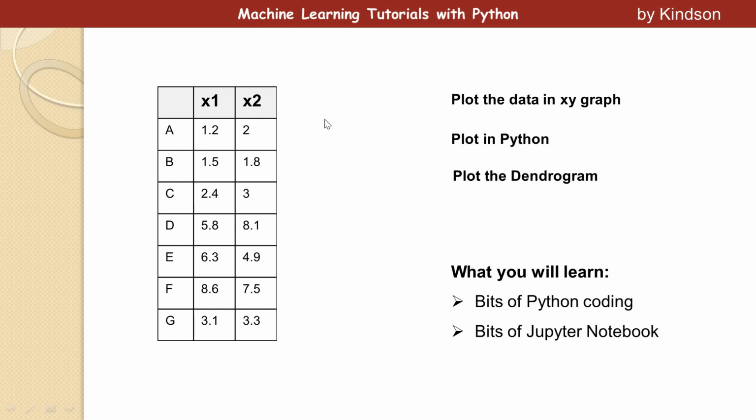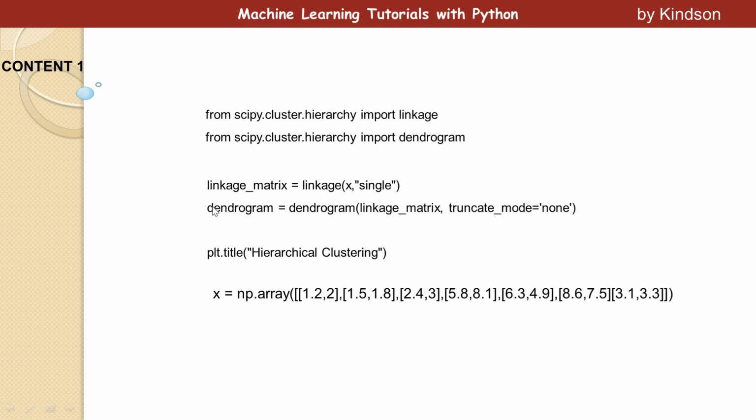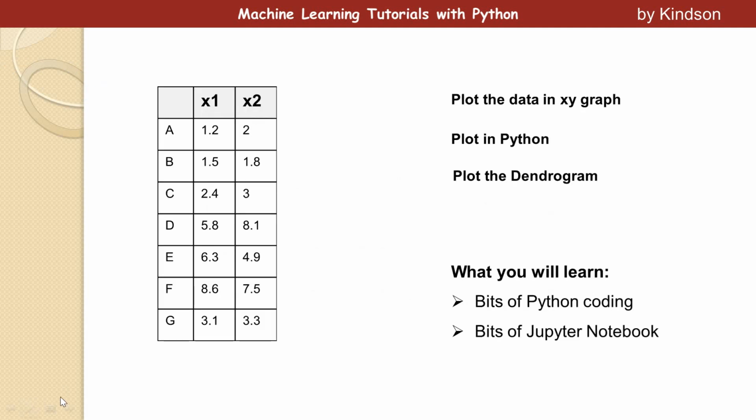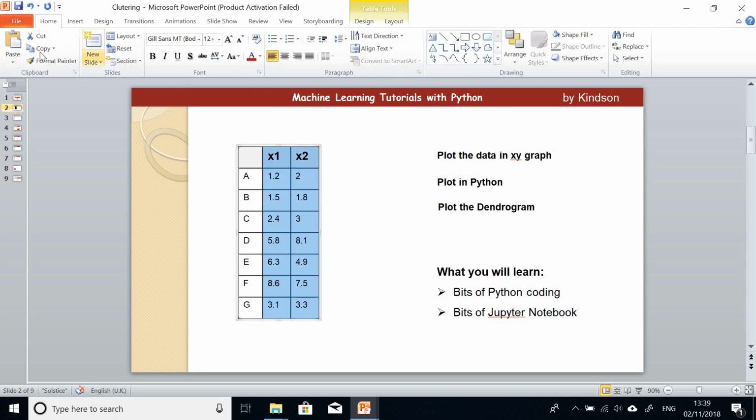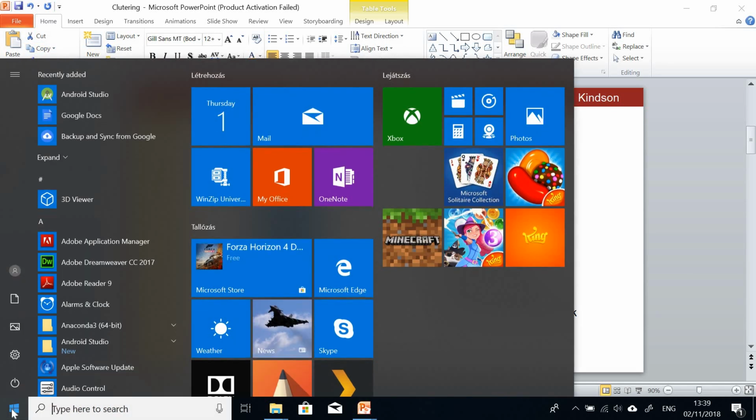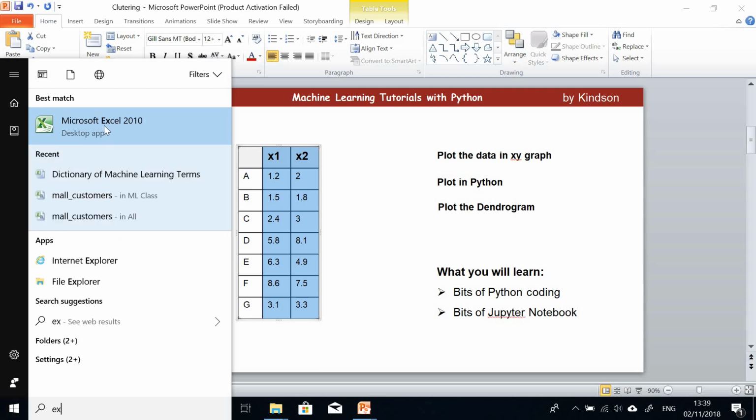All right, so I'm going to put away this presentation and then we open Python. So the first thing I'd like us to do, let's plot this graph first on an XY scatter graph in Excel and see how it is. So I'm going to just copy this data and then I'm going to paste it in Excel and plot the graph. So just highlight, copy, and then I'm going to open Excel.